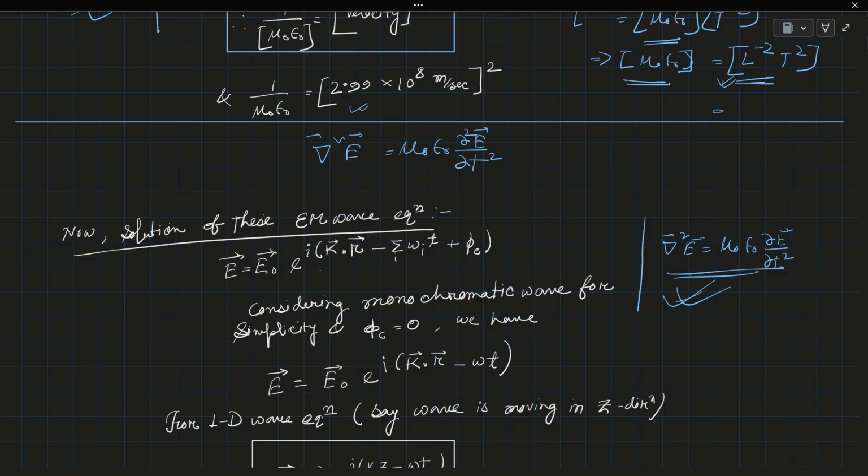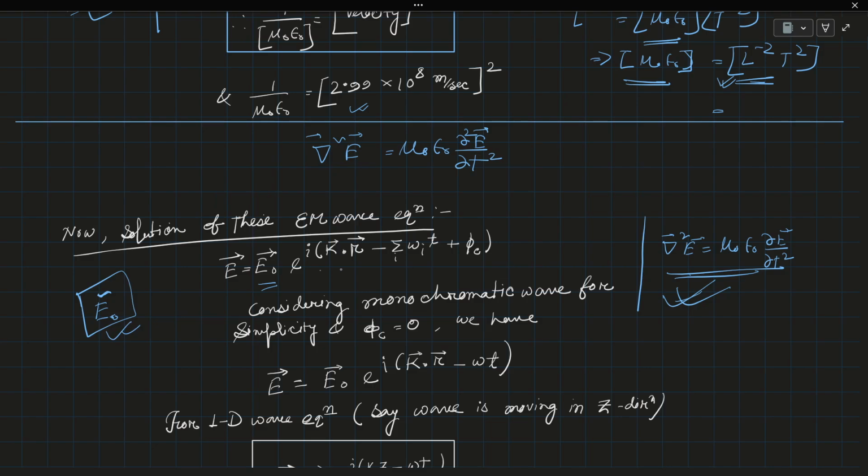I will get the electric field as E equals E naught, some magnitude term, times e to the power i (k dot r minus omega t plus phi). What is E naught? E naught is the magnitude term, and it can be complex also. In some books, let's say the Griffiths book, E naught is written with a special sign, which represents that it can be complex also. E naught is the magnitude term.